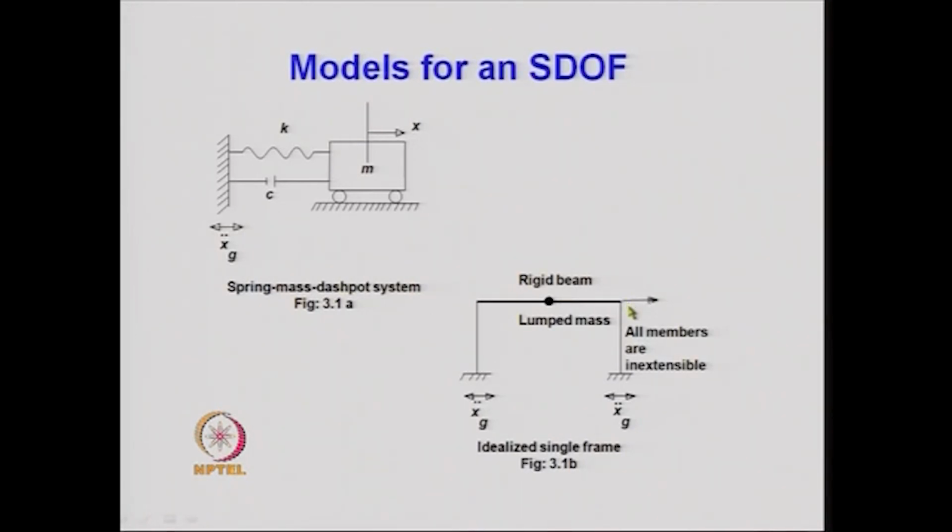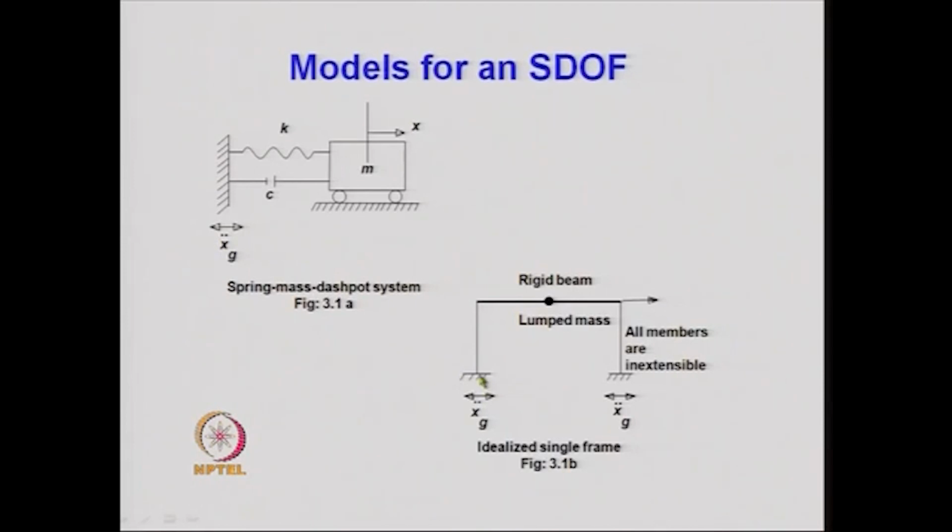So, we can say that the stiffness constant for this particular frame is equal to 24 EI by L cube. Now, this frame can be modeled as a single degree of freedom system in this particular fashion. The mass m is this rigid mass. It is attached to a spring. The spring has a stiffness coefficient of 24 EI by L cube. It is attached to a dashpot in order to represent the damping.